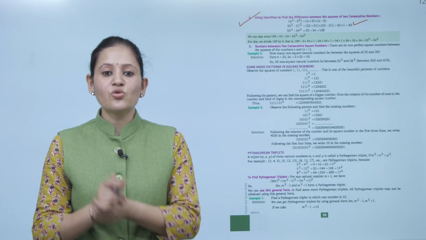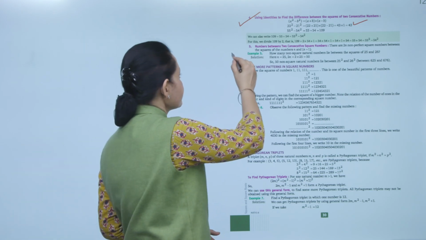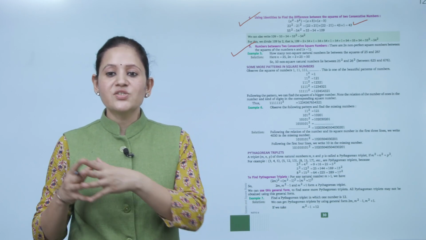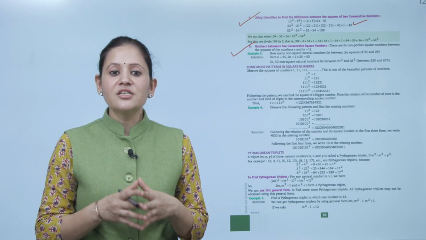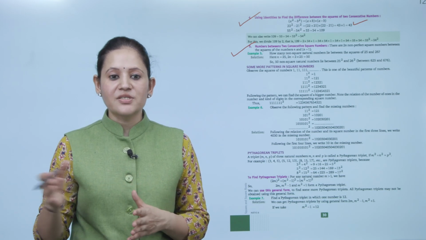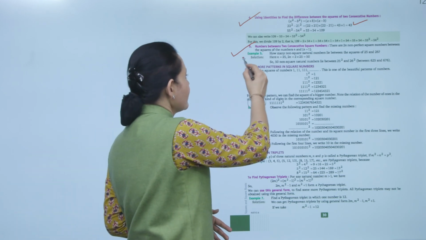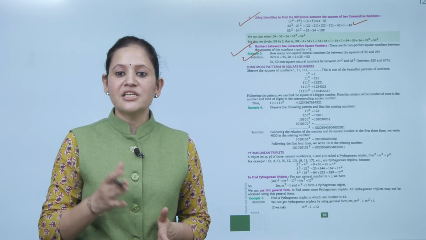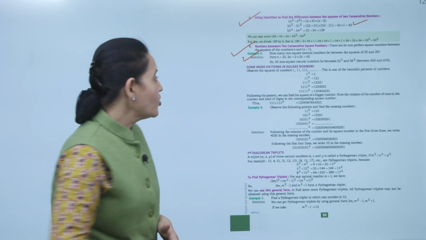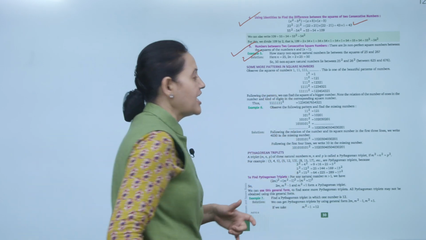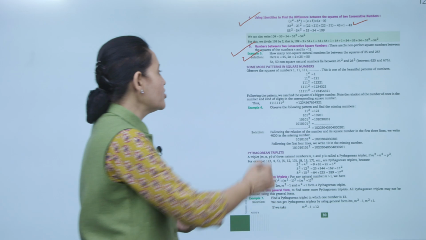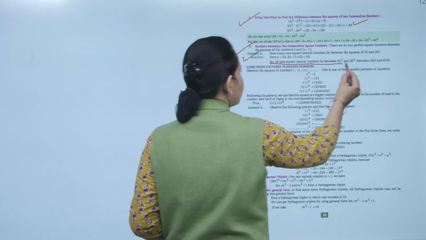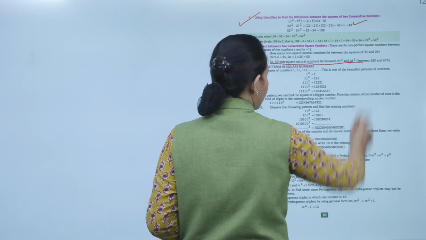Next is numbers between two consecutive square numbers. There are 2n non-perfect square numbers between the square numbers n square and (n plus 1) square. We will take an example here. How many non-square natural numbers lie between the square numbers 25 square and 26 square? So here n equals 25 and 2n will be 2 into 25, that means 50. So 50 non-square natural numbers lie between 25 square and 26 square.